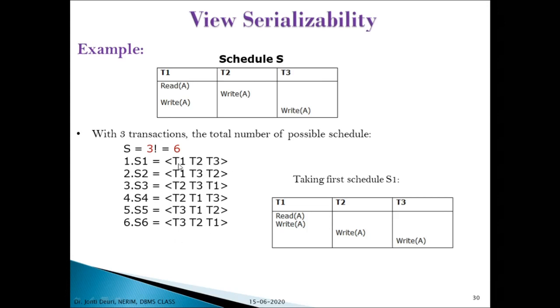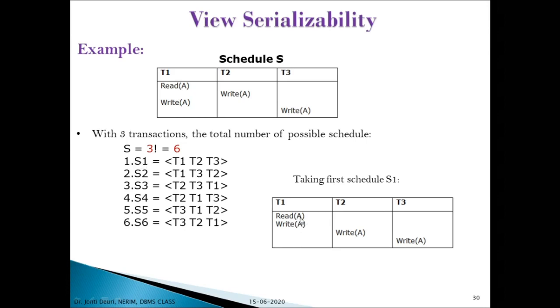So T1, T2, T3, T1, T3, T2, like this, there are 6 ways you can take the schedule, because we are having 3 transactions. So you can see here, we just check the first schedule. Here we are having this schedule.